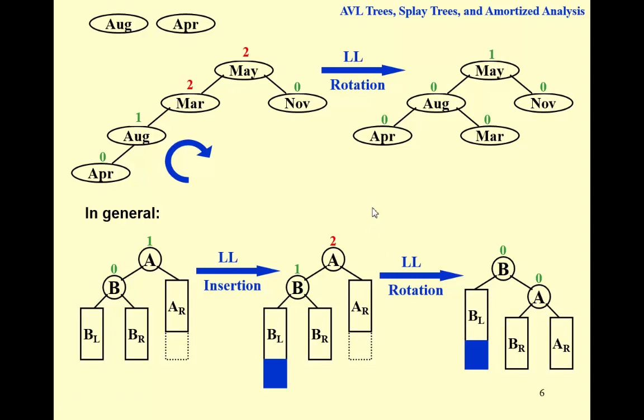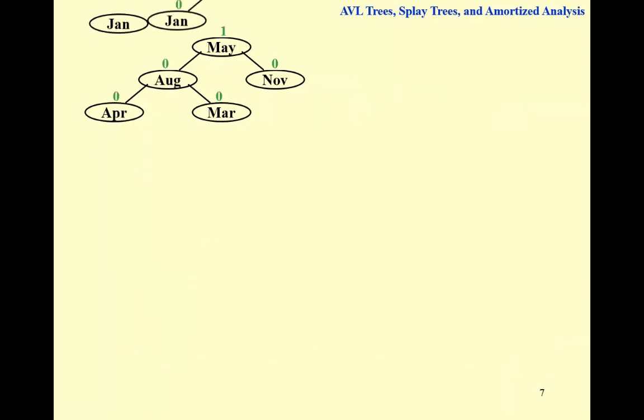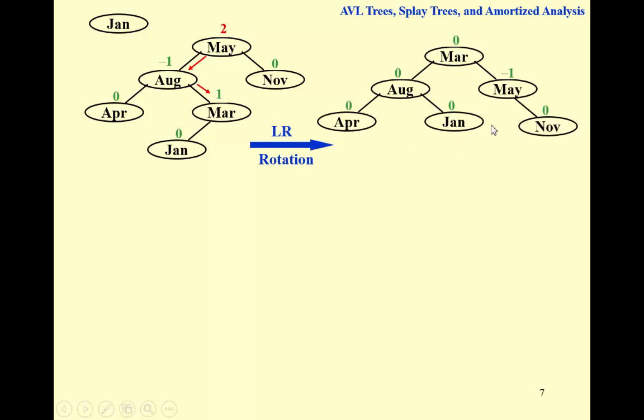These are the simple cases. Let's continue. Next, when January comes in, we see that May will be the trouble finder, and January, the troublemaker, is in the left subtree's right subtree of May. So this is called an LR rotation. Again, we need to make a rotation. And the result will be like this. What happened? It looks quite complicated, but it's quite simple. We just pull this node up to be the new root.